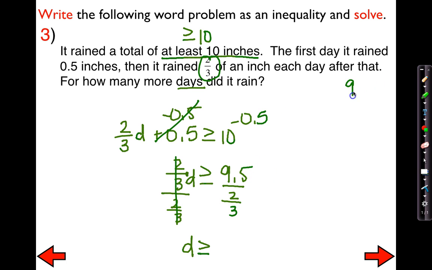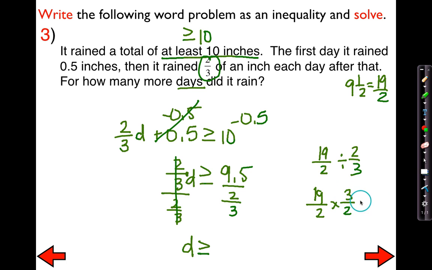So 9.5 also can look like this. If I turn it into an improper fraction, that's going to be 18 plus 1 is 19, so it's 19 over 2. So I'm going to do some side work and call it 19 over 2 divided by 2/3, because that's what it means. I'm going to rewrite it to multiply by the reciprocal. I can't cross cancel. So 19 times 3 is 57. So we're going to have 57 over 4, but we can't leave our answer like this.